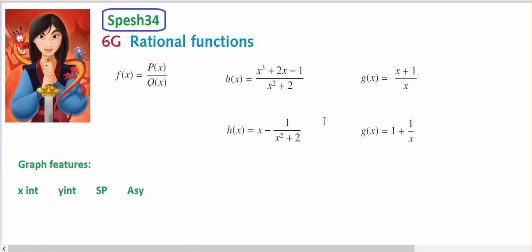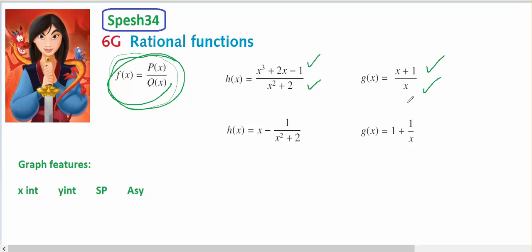This is for Year 12 specialists, an introduction to rational functions and how you might graph them. A rational function is a function which has one function divided by another. So here are two examples of rational functions. I've got this cubic divided by this quadratic. I've got this linear divided by this linear. So that's what we consider to be a rational function.